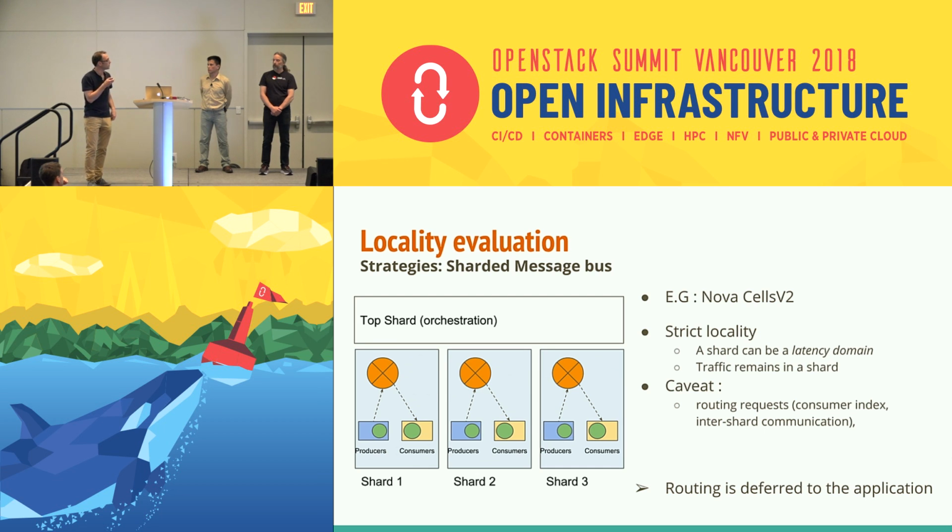There is one caveat here. Usually, when you do sharding, you have a top layer which is responsible for hiding those shards, which makes the sharding transparent to the user, for example. And the caveat here is that if you want to route a request from this top shard to one of the consumers in one shard, you have to keep a consumer index. You need to first figure out in which shard your consumer is, send the message to that shard, and then it will be consumed there. So it means that the routing is different to your application.